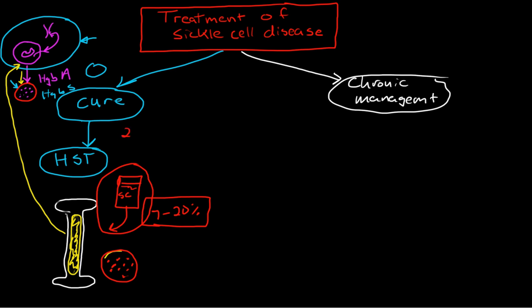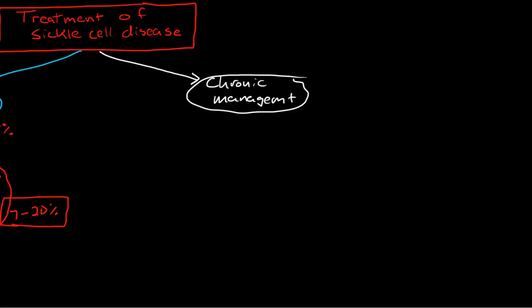So about 25% of sickle cell patients can receive it. So cure is an option that's only available to a minority of patients. For the rest of sickle cell patients, we need to engage in chronic management.